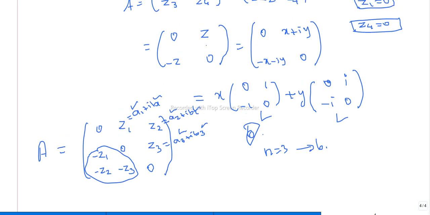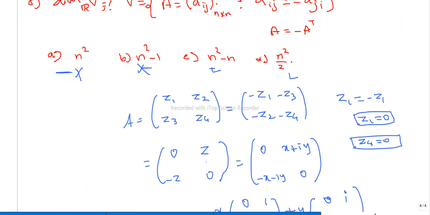Okay. Now look at the formula. If we substitute n equal to 3 here, 3 square by 2 is nothing but 9 by 2. 9 by 2 is not an integer, therefore that is not true. But if you substitute here, 3 square is 9 minus 3, which is nothing but 6. Therefore this is the correct answer.